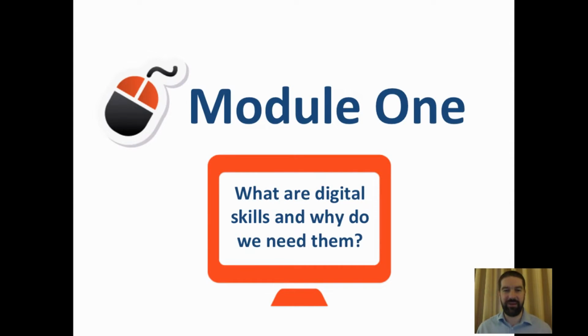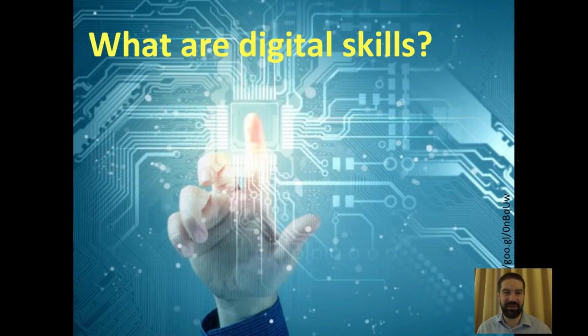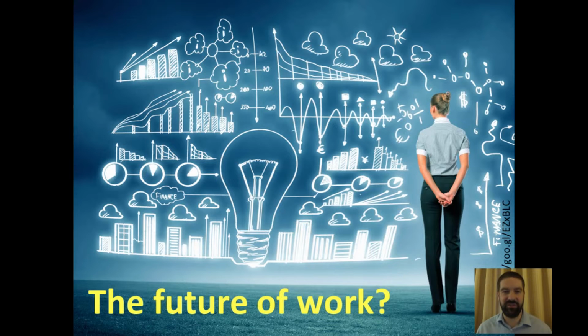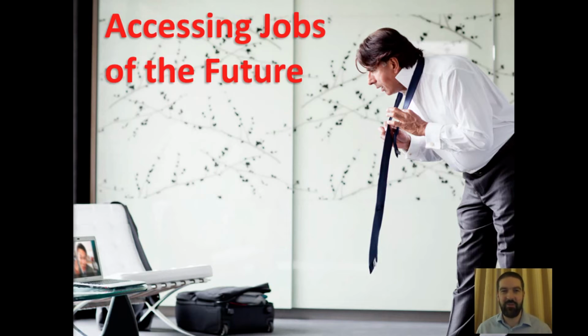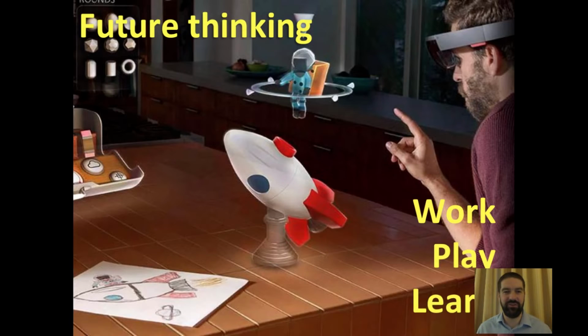So let's think back then right to week 1 when we were looking at Module 1. What are digital skills and why do we need them? We looked, for example, at how we define digital skills. We looked at the future of work, so what work might be looking like in the future. We looked at what jobs might be like in the future, and we also looked at how we might access these jobs and the different skills that we might need in order to do this.